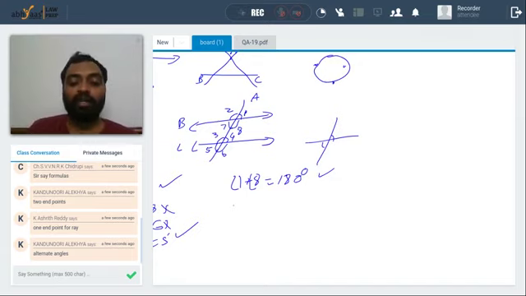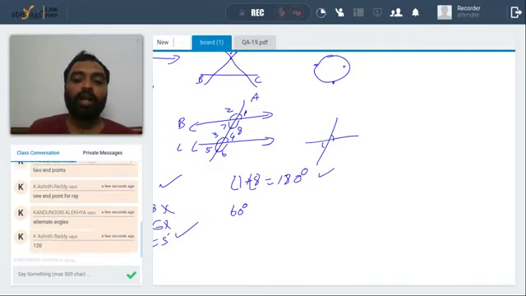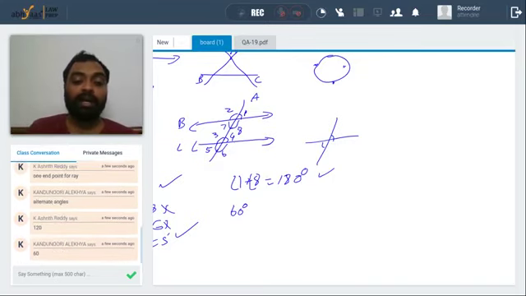So if I know 1 is 60 degrees, then automatically you will know that 8 is 180 minus 60, because they are supplementary angles. Clear? So it will be 120. Clear this one? So if 1 is 60 degrees, you can see 4 will also be 60 degrees. Angle 4 will also be 60 degrees.